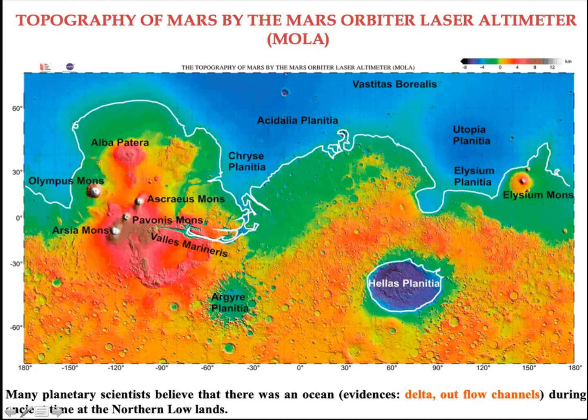So many planetary scientists considered that towards the northern hemisphere, there was a huge ocean, because we got many evidence of deltas, outflow channels, etc. Because of that, they proposed that once upon a time a mega ocean was there in the case of Mars. They have some evidence, but we need more evidence to confirm that once upon a time that ocean was there on Mars.